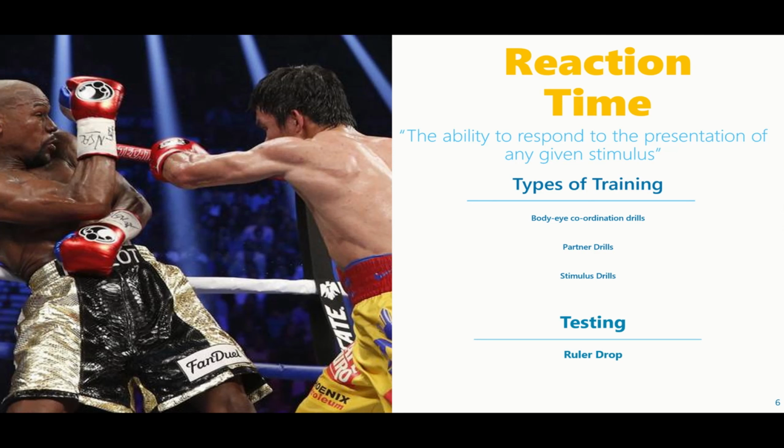When it comes to testing, the simple test for reaction time is the ruler drop. So holding out the hands, somebody will then drop a ruler between the hands, and how quickly you can then clap those hands together and take the measurement from the ruler in order to determine how quick your reaction time was.